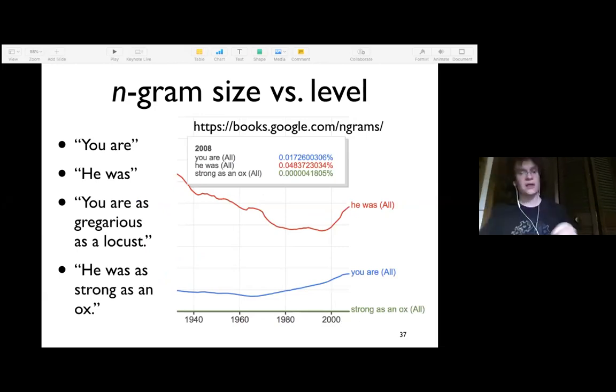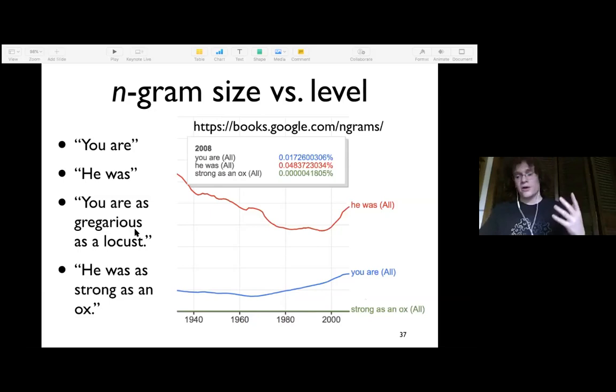The reason for this is if you have, let's say, the bigram "you are" and the bigram "he was." We can look at Google Books, and we can see both of these bigrams are extremely frequent. They happen a lot in English. Google Books doesn't actually look at 7 grams because they are so infrequent, they're not considered useful linguistic information. But "strong as an ox" is a 5 gram, and even though it's such a cliche in English, it occurs very infrequently. Whereas this 5 gram, "gregarious as a locust," occurs not at all in English.